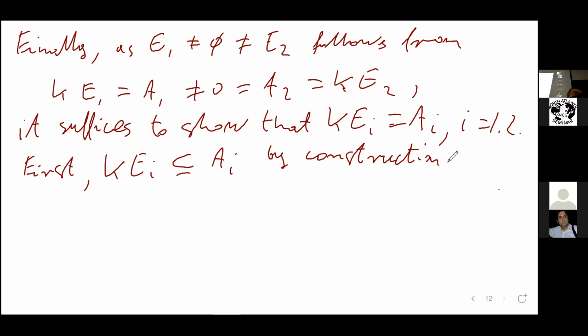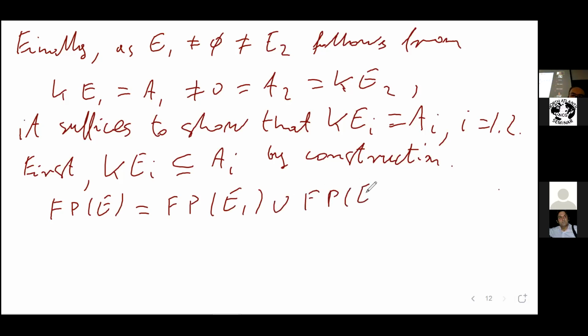Okay, so somehow we have to use this fact that these guys are disconnected. Okay, so we have that the set of paths FPE is equal to FPE1 union FPE2, and well, disjoint union. So that will be easier.